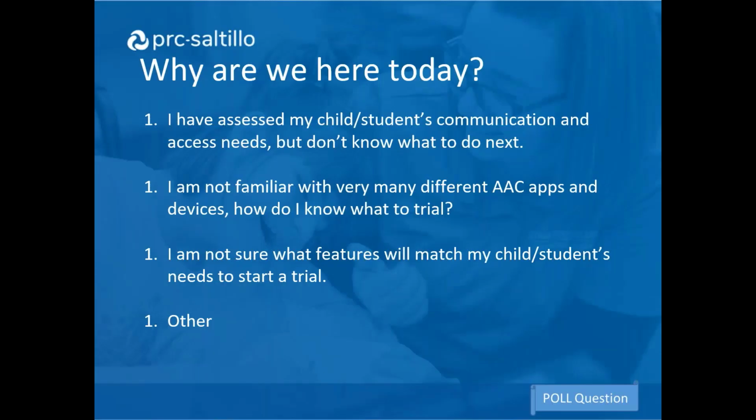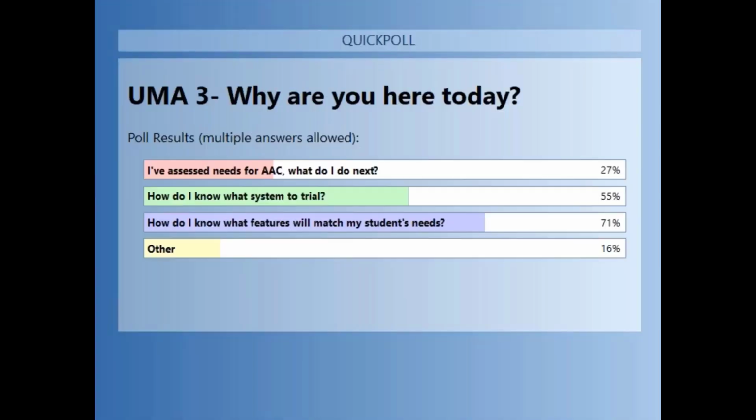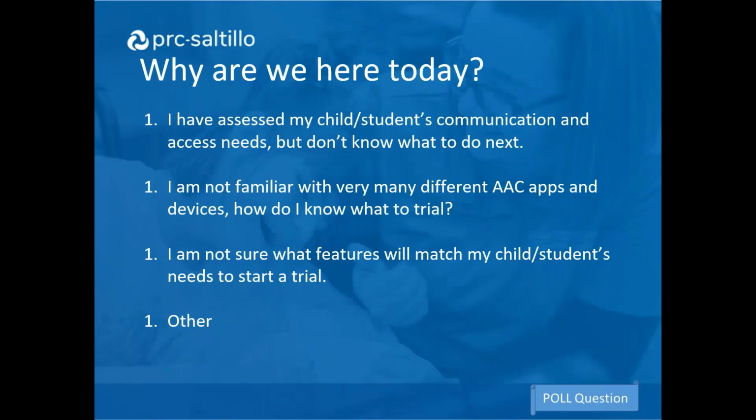We are going to close out the voting. Not really voting, but you know what I mean. And here's our results. So about 27% saying that it's reason number one that you've assessed and now I want to know what to do next. 55% on, what system do I trial? And 71% kind of that feature matching portion, which yay, that's what we're going to discuss today. And then 16% are sharing with the chat windows for us. So awesome. We appreciate your participation with that. So let's get started.